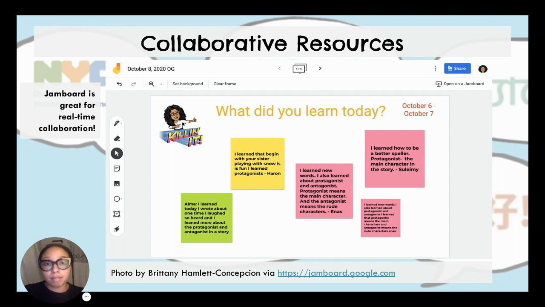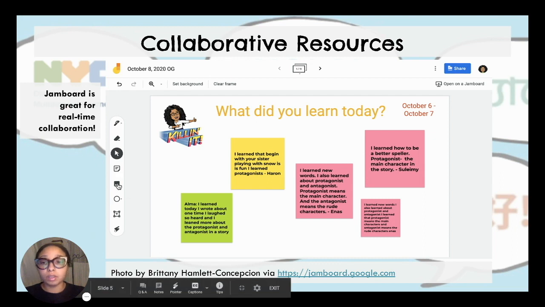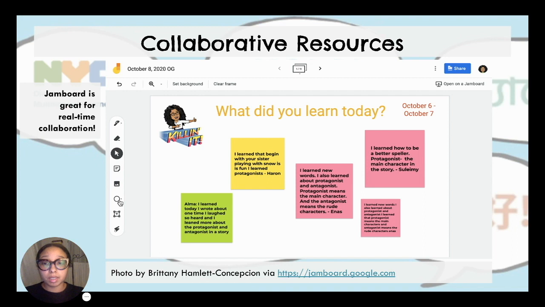You can also have them draw on Jamboard. You can see here that there's lots of sticky notes. They can add pictures and GIFs. They can add different shapes. I mean, Jamboard is such a resource that can be used across content areas for all different levels.